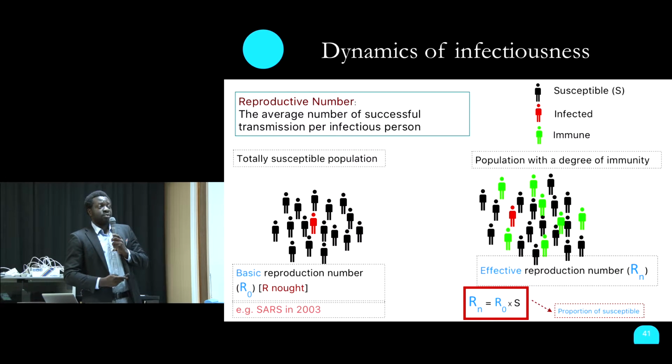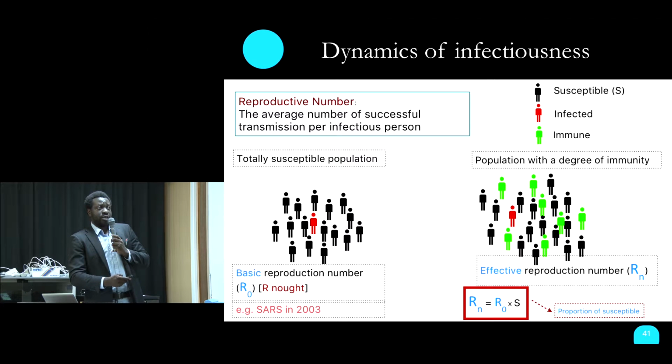What is the reproductive number? It's just the average number of successful transmissions per infectious person. Generally, we have two conditions. First, we have a totally susceptible population.